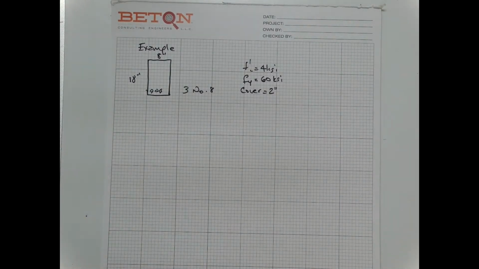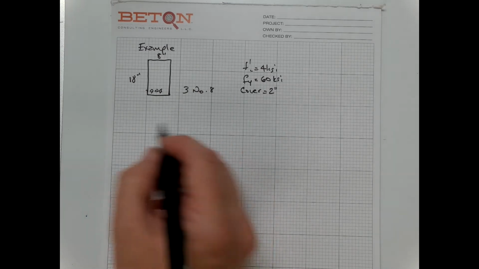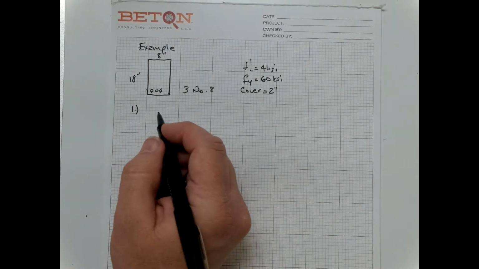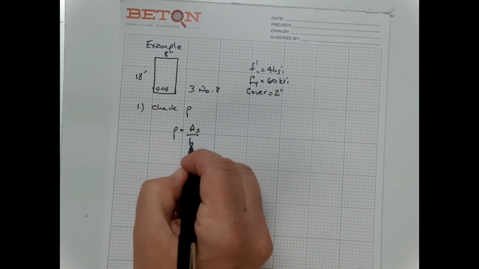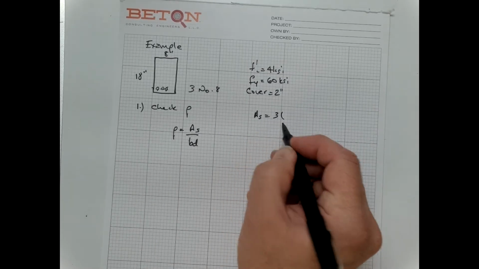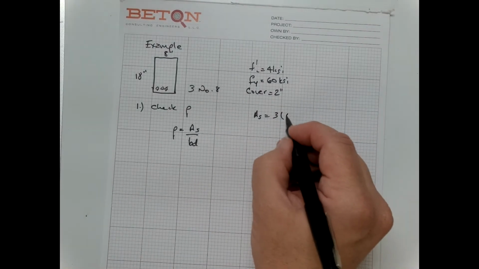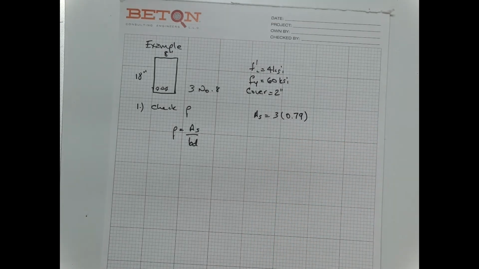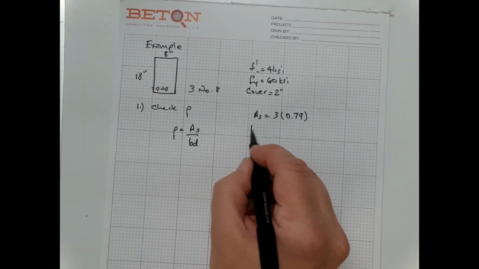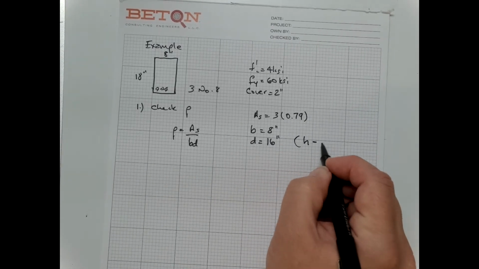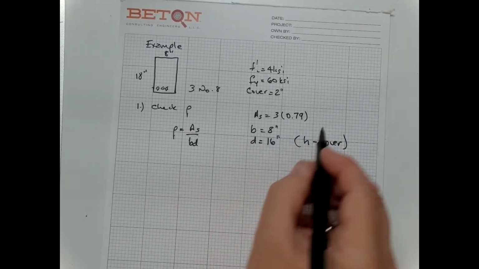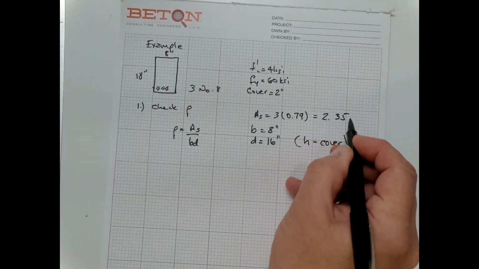So how do we use these things we've been talking about to do the analysis? Step 1, we check rho. Rho is equal to A_s over b d. A_s is equal to 3 multiplied by the area of a number 8 bar, which is 0.79. b is equal to 8 inches. d is equal to 16 inches, which is the depth of the beam minus the cover. This is equal to 2.35 square inches.